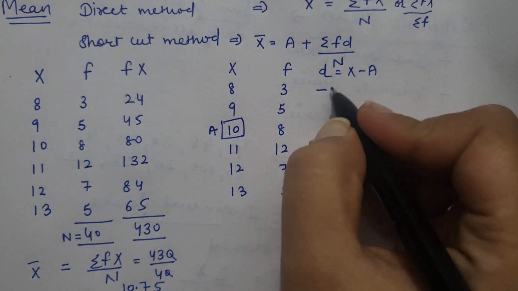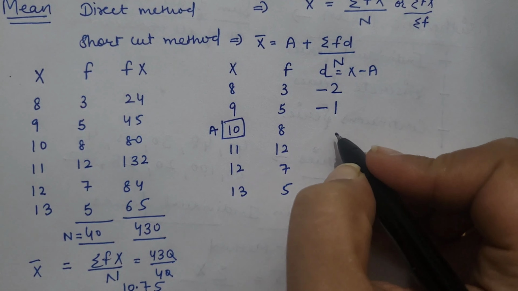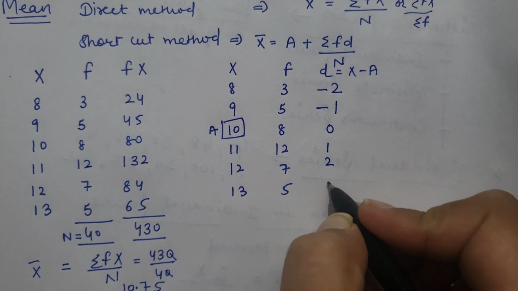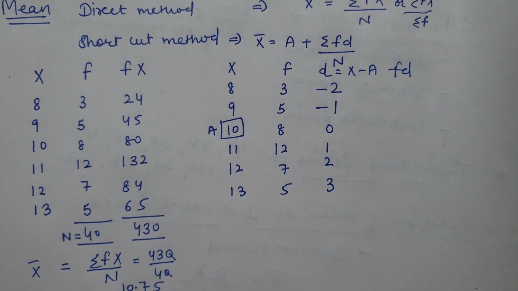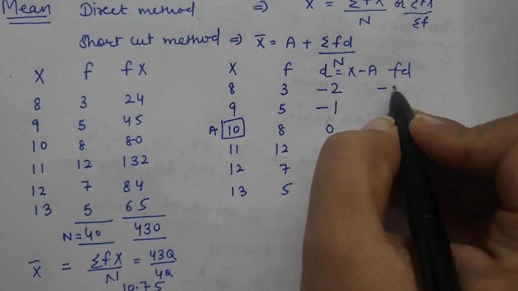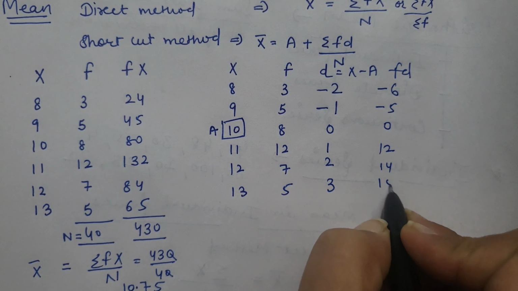8 minus 10 is minus 2, 9 minus 10 is minus 1. Then it is 0, 1, 2 and 3. Next, you have to multiply deviations with the frequency. So 3 multiplied by minus 2 is minus 6, minus 5, 12, 14, 15.